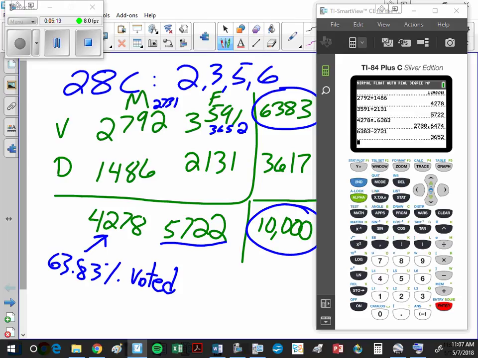Before we go on, what do you think? Does being male affect your voting status? It's kind of close. More men voted than we expected, and fewer women voted than we expected. And how do we tell if it's too much? We run a chi-squared test, and we try to land in that 5% window. Okay? What about the next row? What do I do? So I could either say 100% minus 63.83, or I could do 3617 divided by 10,000, which is 0.3617.